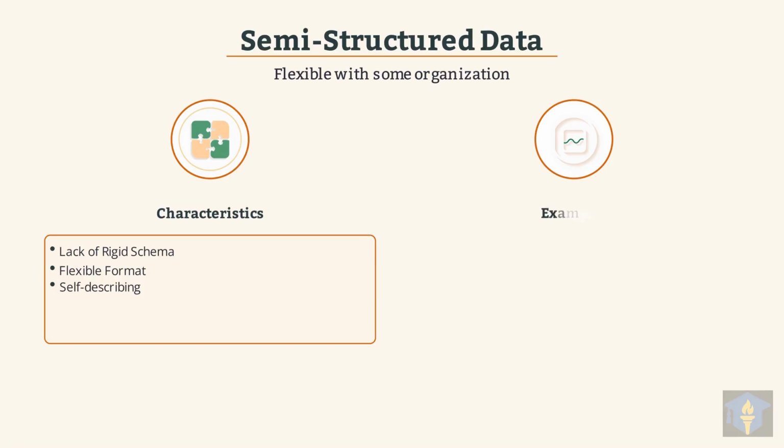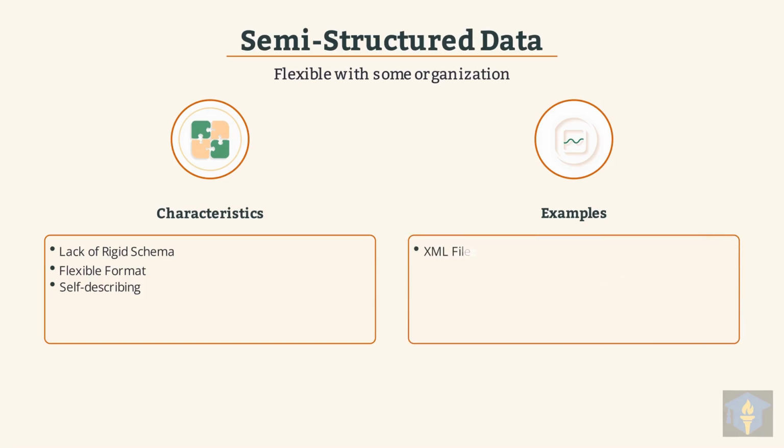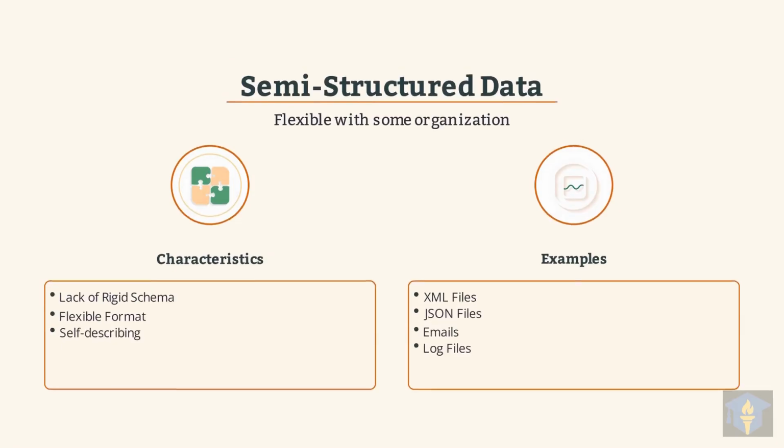Now, let's consider some common examples of semi-structured data you'll frequently encounter. XML files are a classic example, using tags to define elements and attributes. JSON files are another popular example, widely used for data exchange on the web. Even emails, with their headers and body text, represent a form of semi-structured data. Finally, server log files are excellent examples, containing events with varying structures.